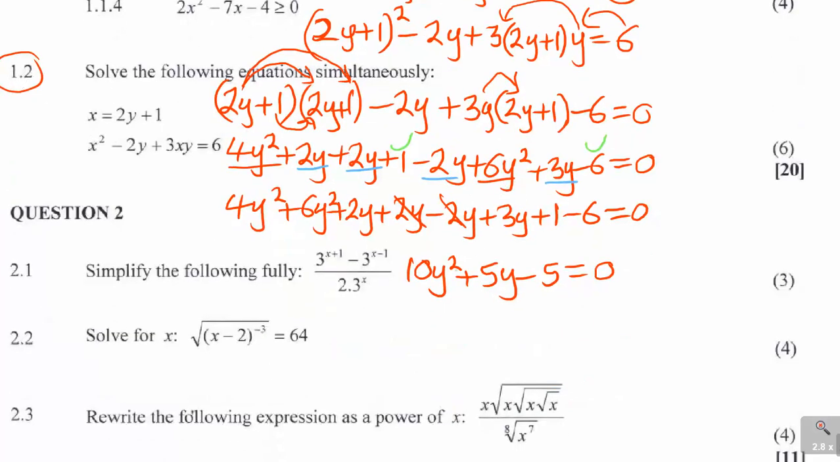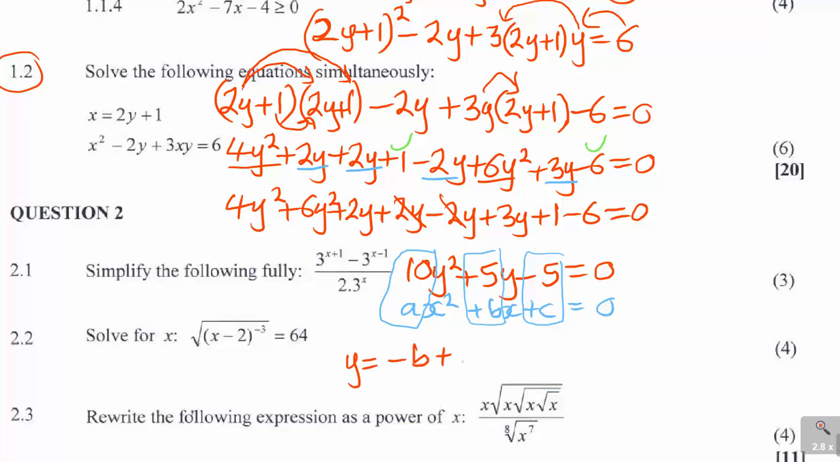It's up to you. You can use the quadratic formula straight away like that, or you can divide by 5 if you want, but it's not a must. You can see this is ax squared plus bx plus c is equal to 0. So my a is 10, my b is 5, and my c is negative 5. So what I will have is y is equal to minus b plus or minus square root of b squared minus 4ac all over 2a.